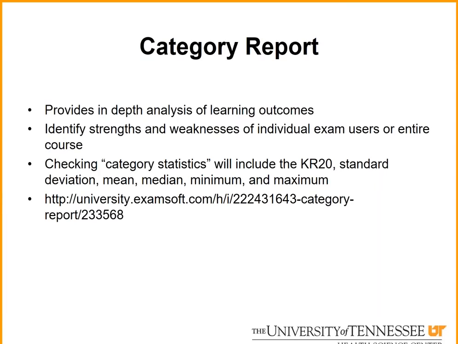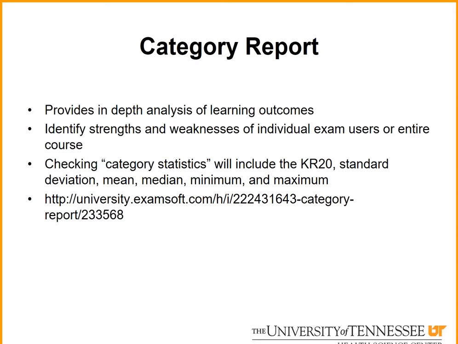So now you have all your categories, and you think, okay, now what do I do with all these categories? Well, there's a link that I provided at the bottom of this slide where you can run many different reports. It provides an in-depth analysis of your learning outcomes. You can identify strengths and weaknesses when you meet with students for their remediation plan, but you can also look at your entire course and identify its strengths and weaknesses.